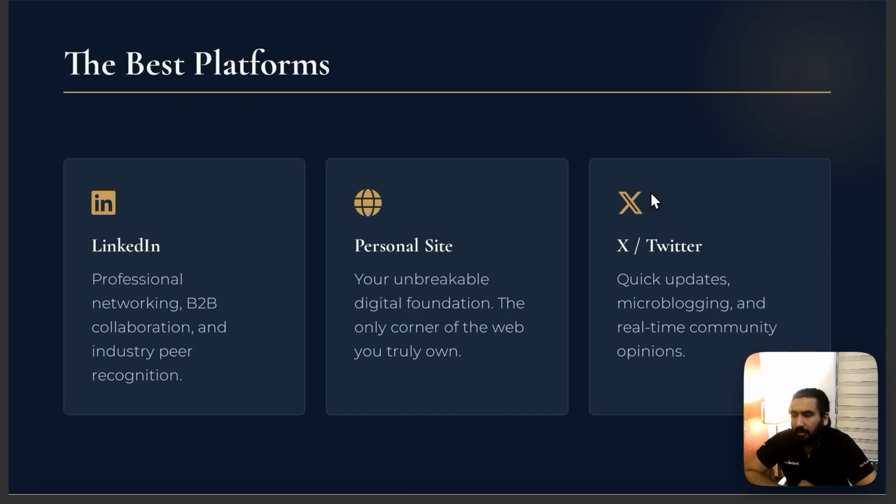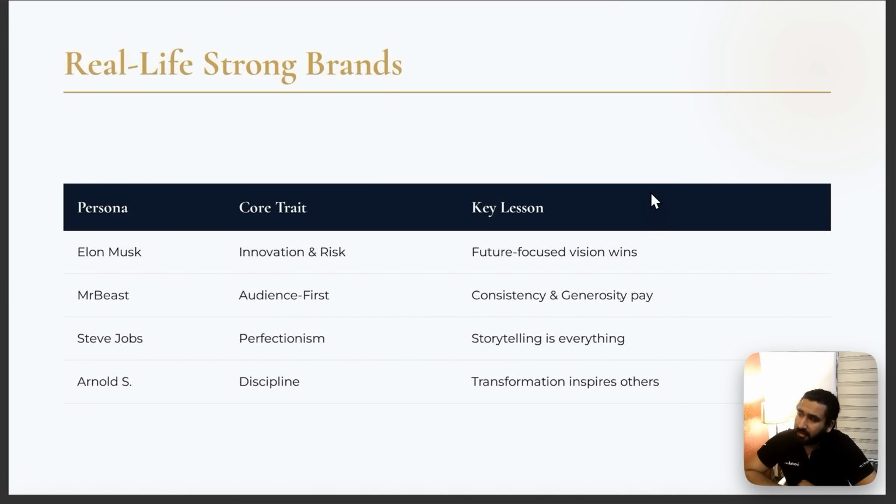Again, X, Twitter, personal sites, LinkedIn are the best platforms where you can develop real life strong brands. So we can talk about some examples. You will see that Elon Musk is a self brand, Mr. Beast is a YouTube channel, self brand, Steve Jobs, self brand, Arnold Schwarzenegger. They all are really great.